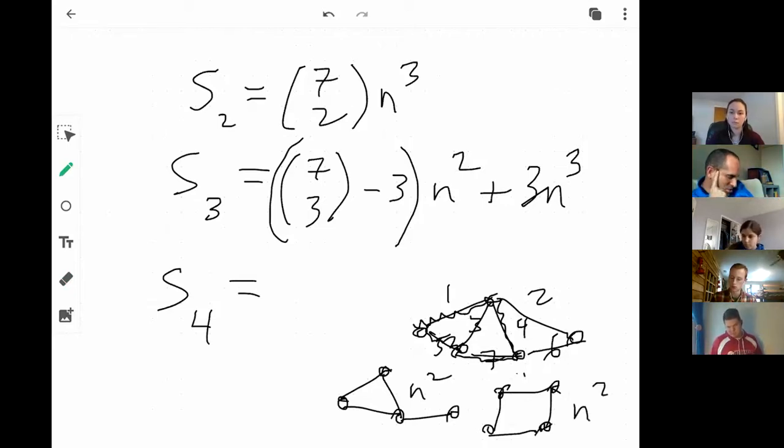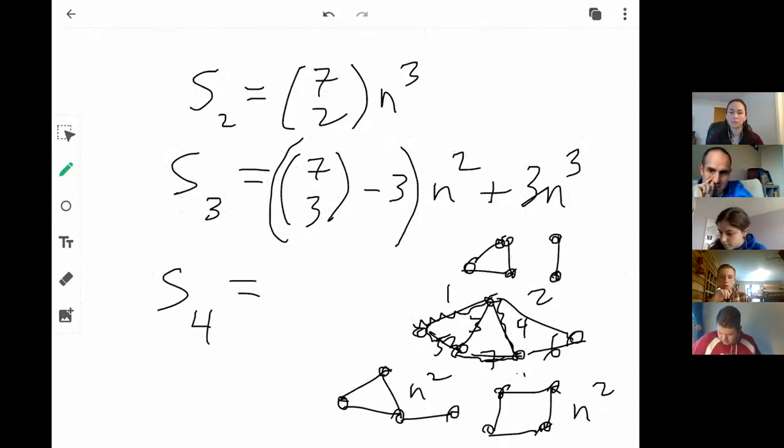What other situation could we have? We could have a triangle and an isolated edge. Yeah? Somebody said that. What's that going to contribute? N squared.